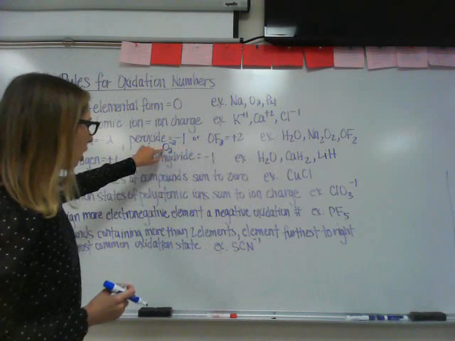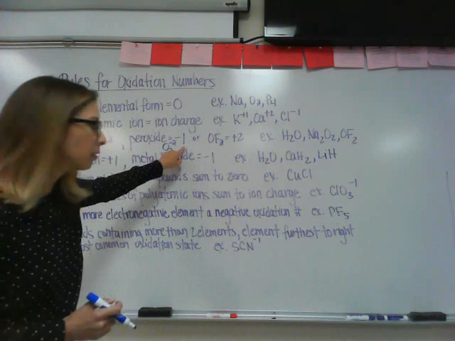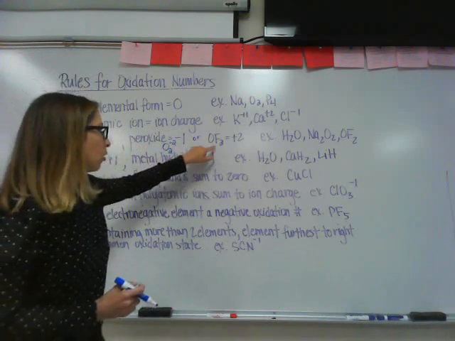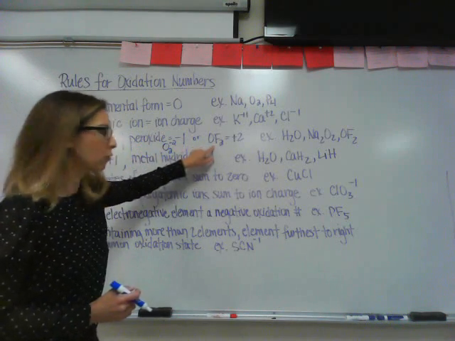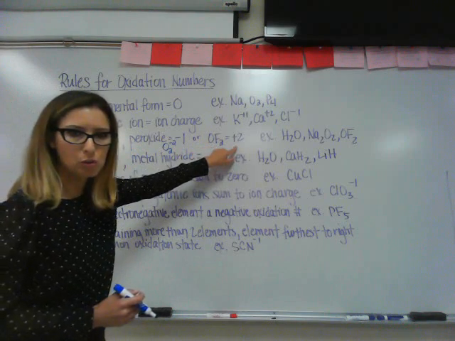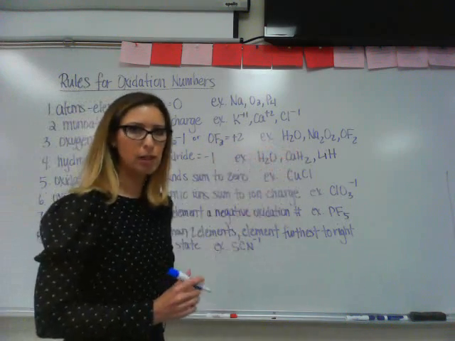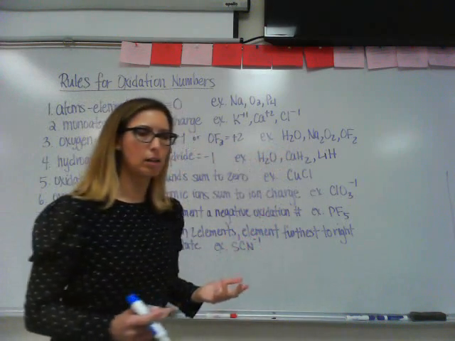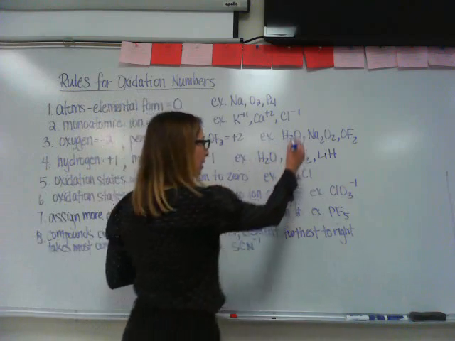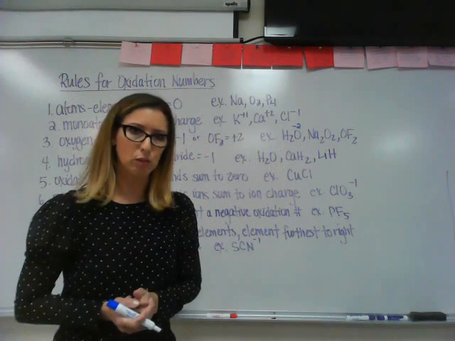So in this case, oxygen would have an oxidation number of -1 if it was peroxide, but that has to be with a metal. Or OF2. If oxygen is with F2, that means oxygen has a +2 oxidation state. Okay? I've given you some examples. H2O. You assign the oxidation number that you know. Well, in this case, oxygen would have an oxidation number of -2.